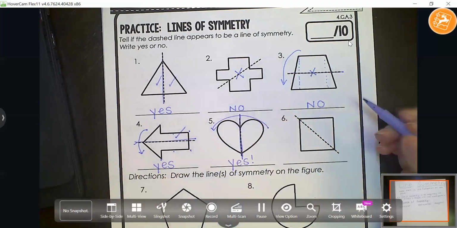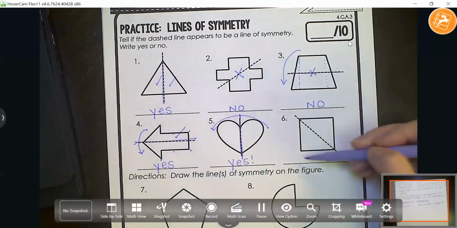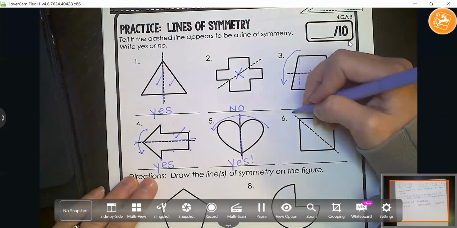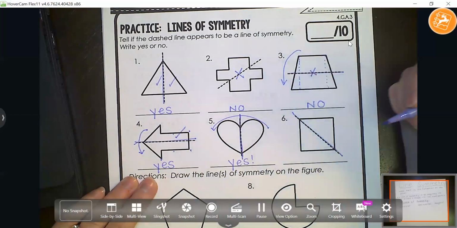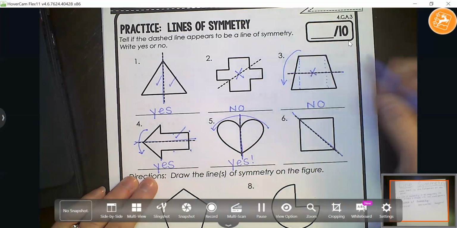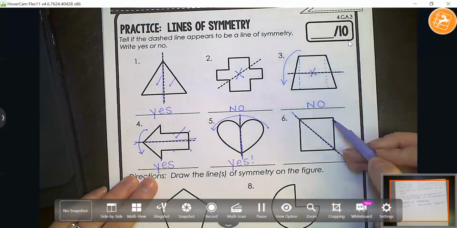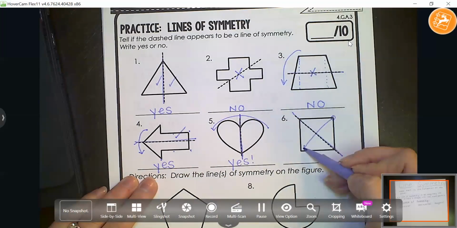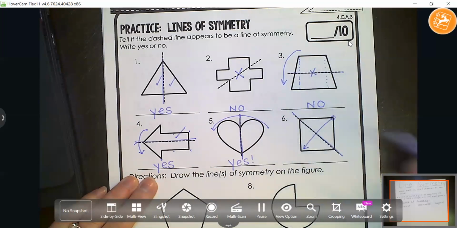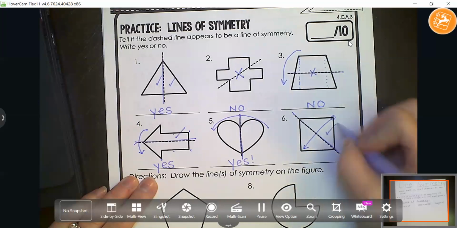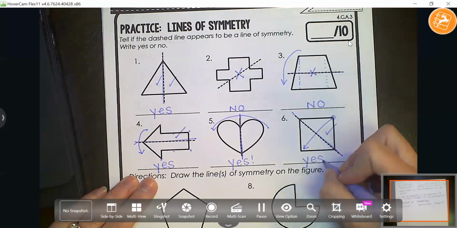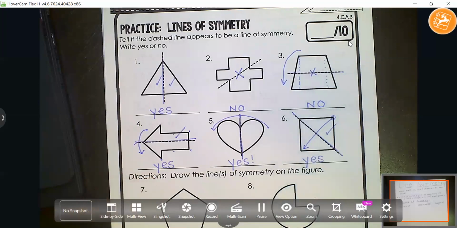All righty. Look at number six, we've got a square. And what type of symmetry is this? Very good, it is diagonal. So if I were to take this corner here and fold it over the line there, would those two halves of that square match? Yes, it would. Very good.